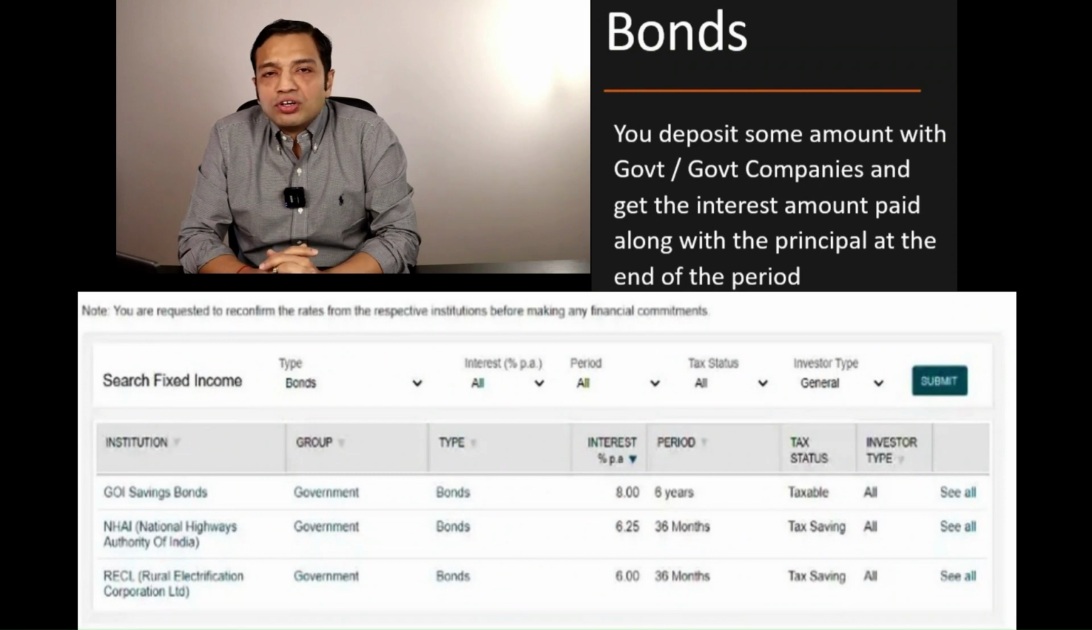Third option, bonds. In bonds also, you invest your amount at a fixed rate for a fixed time with government or government companies. If you see the snapshot, you are seeing that the amount is being invested with Government of India, National Highway Authority of India and Rural Electrification Corporation. So these are all government companies and the government. This way you can invest in the bonds as well. Now the rate of interest, if you see, is around between 6 to 8%.